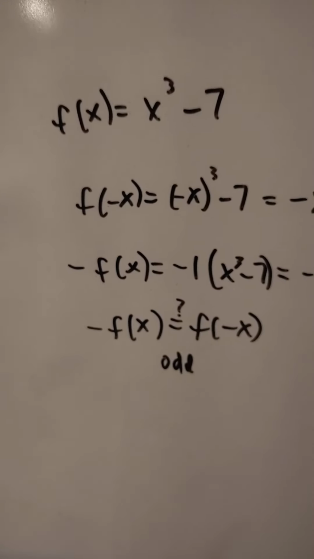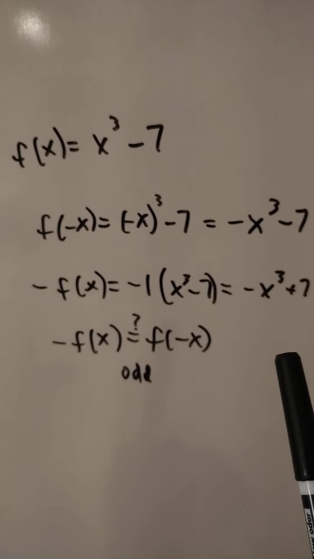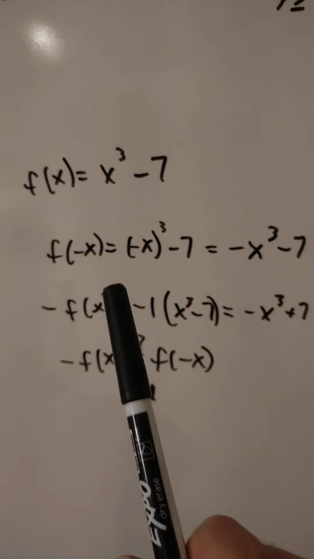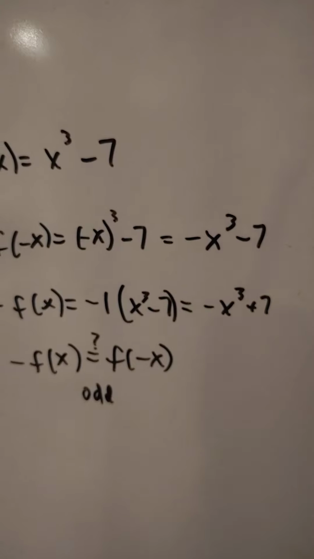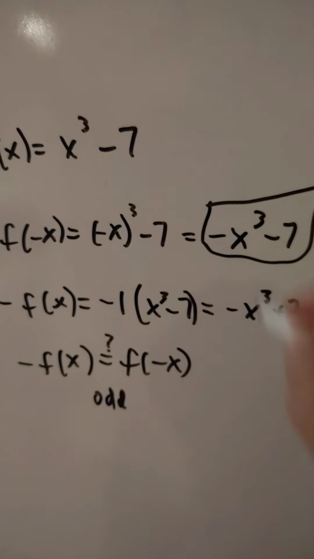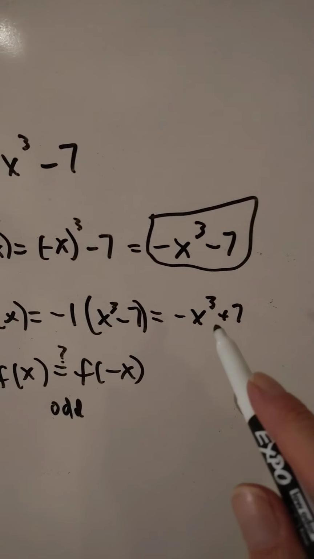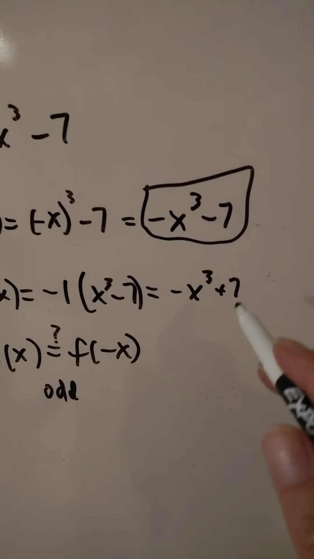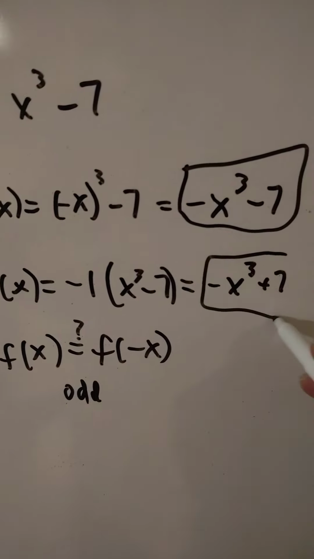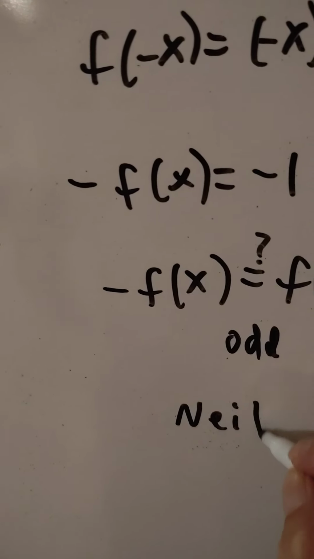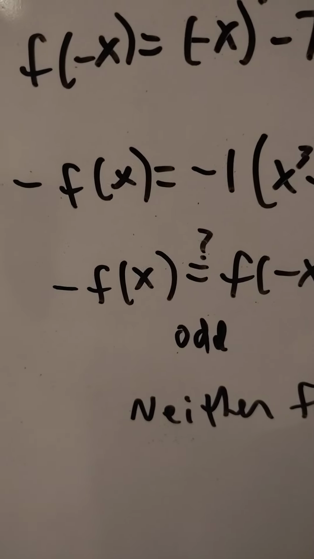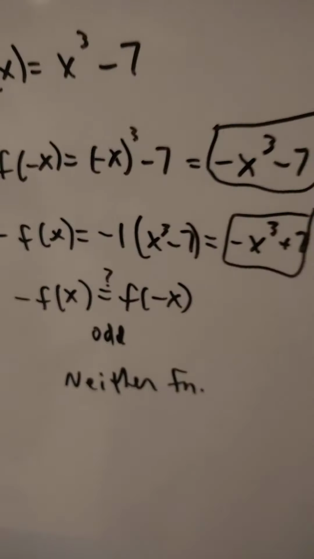Let's see. Is that true? f of negative x is negative x cubed minus 7, and negative f of x equals negative x cubed plus 7. They are not the same. That's a minus and that's a plus. So therefore we can conclude it must be a neither function. Neither.